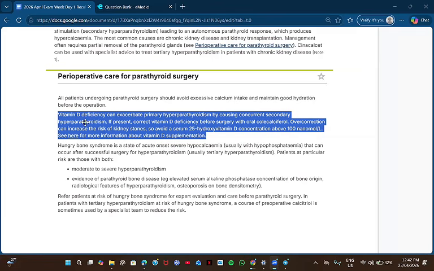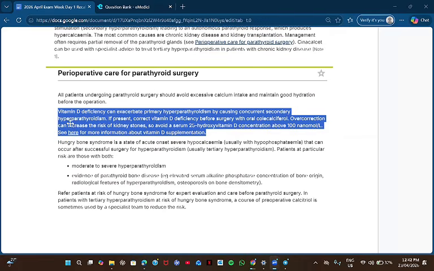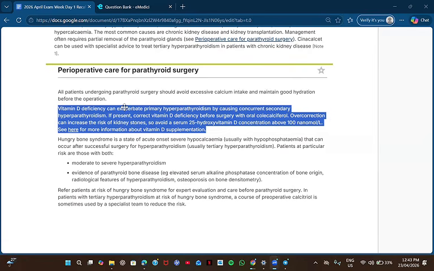Okay, so vitamin D deficiency can exacerbate primary hyperparathyroidism by causing concurrent secondary hyperparathyroidism. We all know that. If present, correct vitamin D deficiency before surgery with oral cholecalciferol, right? Overcorrection can increase the risk of kidney stones. So avoid serum 25-hydroxy vitamin D concentration above 100 nanomoles per liter. Okay, so that's the basic thing you need to know perioperatively.